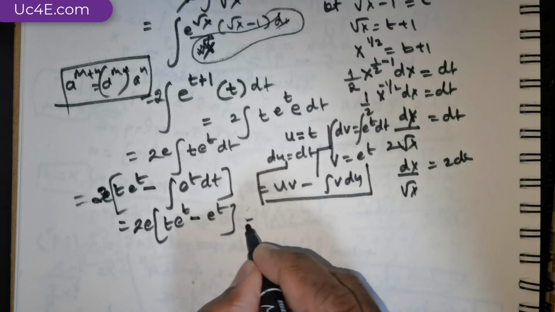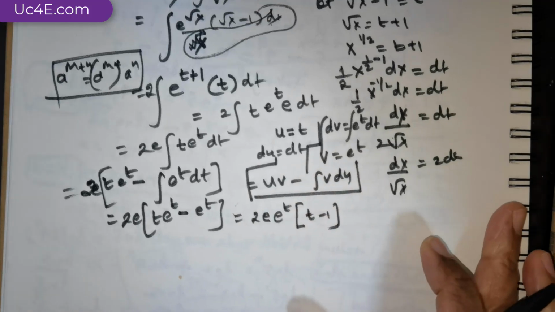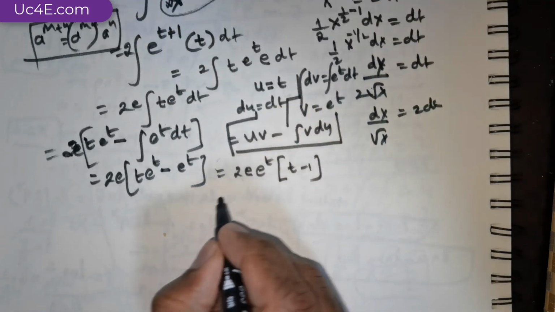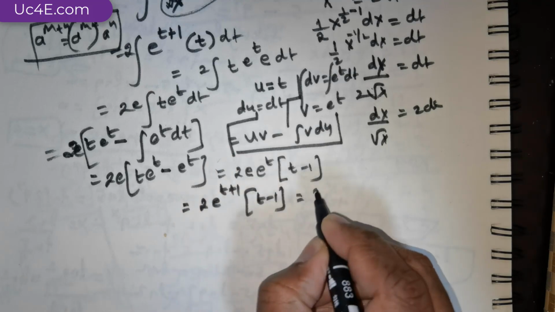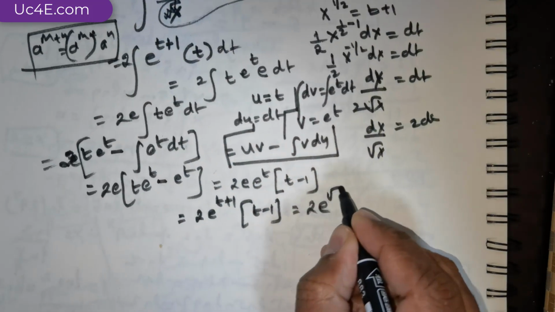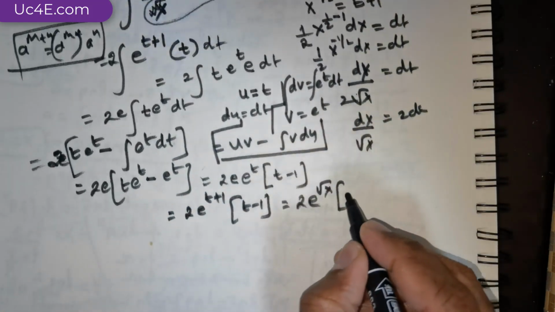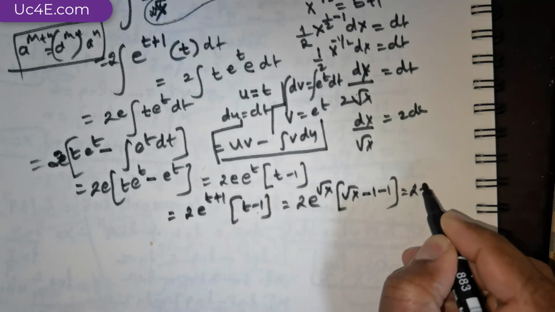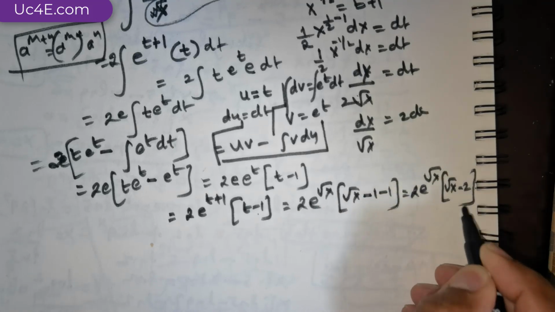Now e power t is common, so I can take it out. So 2 times e power t is taken out, giving me t minus 1. Now clearly you can see t is root of x. Now this is nothing but 2 times e raised to the power of t times t minus 1. As I mentioned to you, t is root x, so substitute that. So this is equal to 2 times e raised to the power of root of x times root of x minus 1. So this is what I've got.